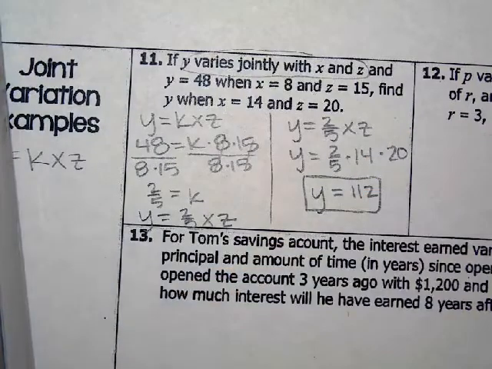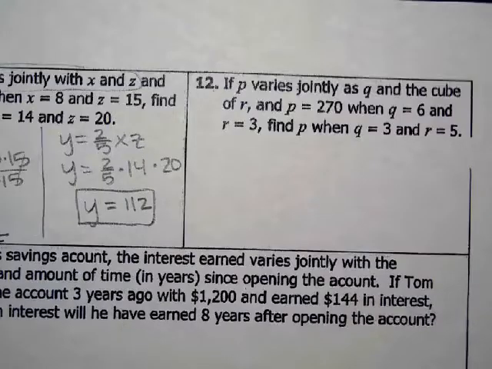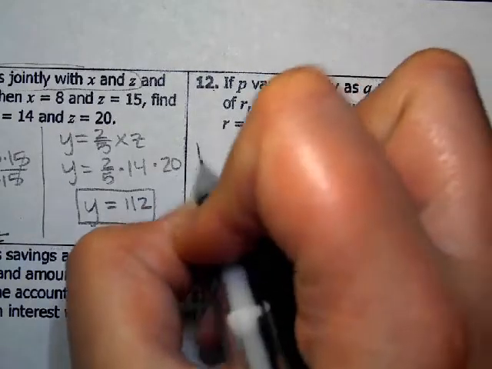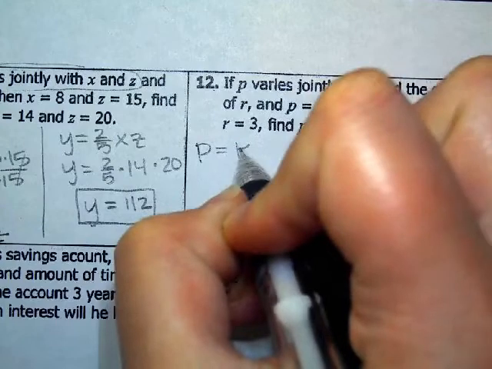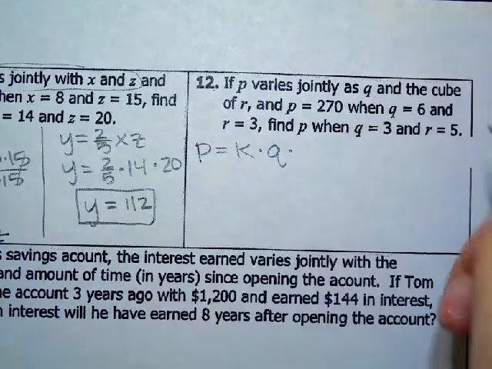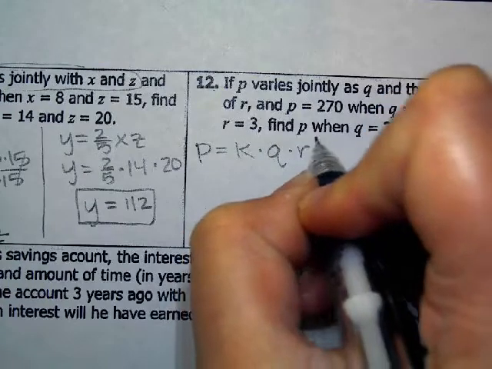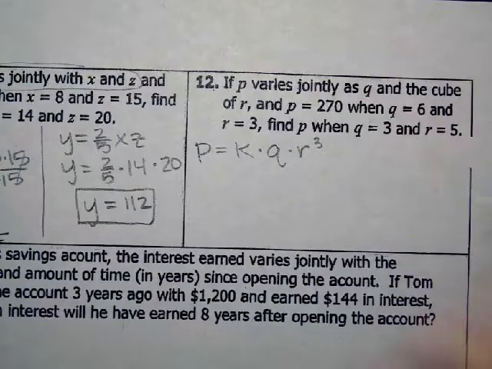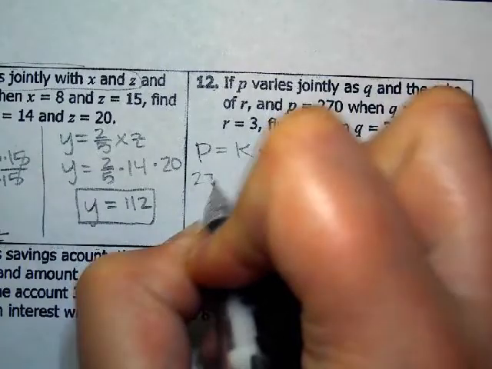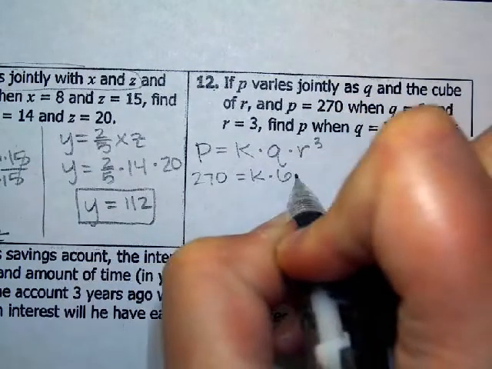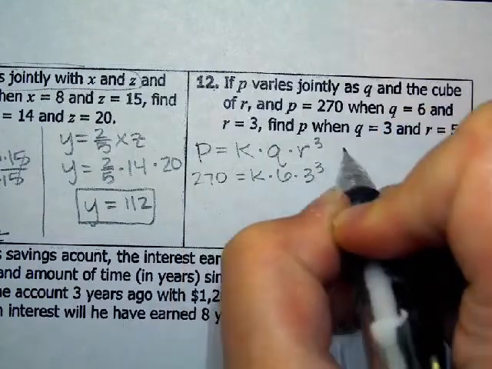Okay. All right, example 12. P varies jointly as Q and the cube of R. P is 270 when Q is 6 and R is 3.